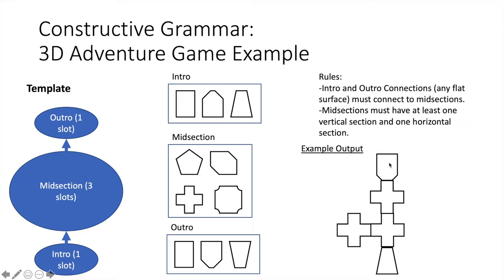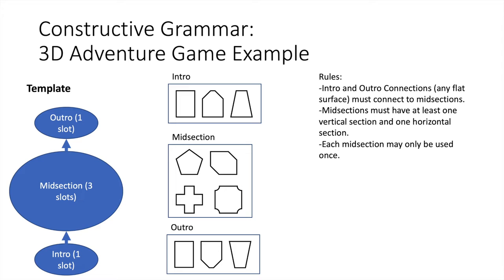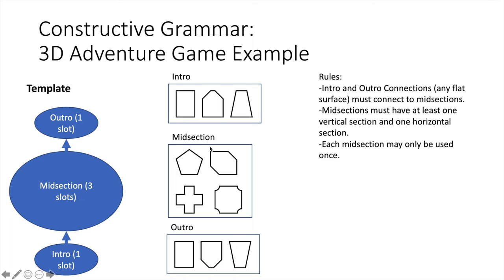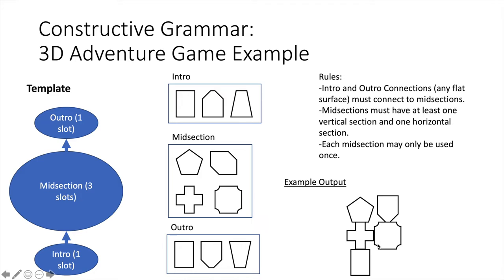So that's not great. So maybe let's add a new rule here, like each midsection may only be used once. Okay? So immediately, right, we've constrained our output. We can no longer have levels like this. We have to use three of these midsection pieces, and we have to use three unique ones. So an example output might look like this. Again, that sort of gets us to the kind of okay thing where you have a dead end, and then you have another path that goes through here to the outro.